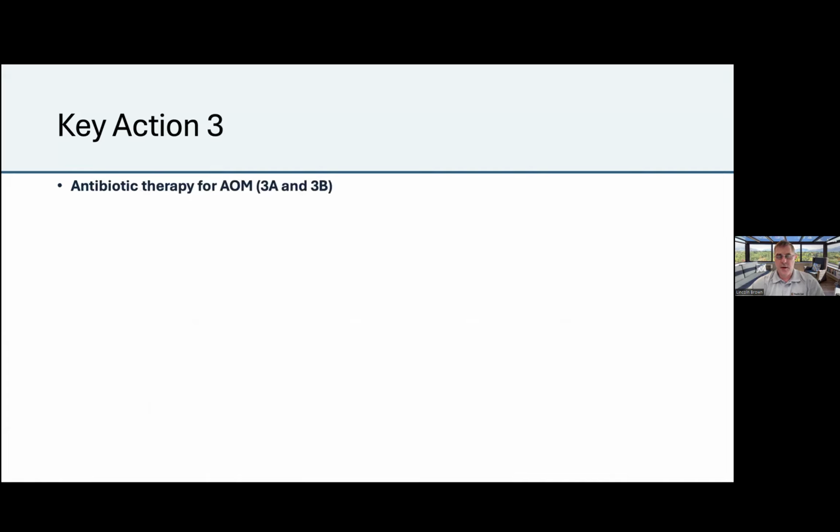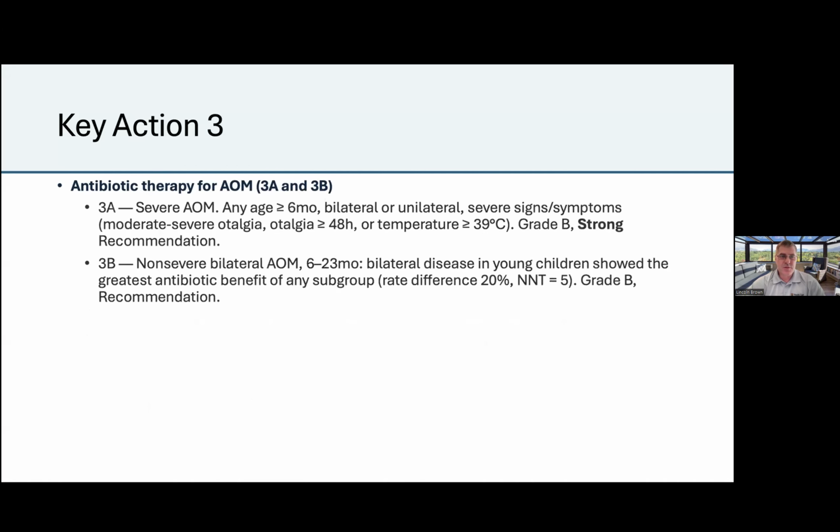Now, the fun part, the part we've all been waiting for, antibiotics. Who do we give them to? Severe otitis media, any age greater than 6 months, unilateral or bilateral. Strong recommendation, give these patients antibiotics. If it is non-severe symptoms, but it is bilateral in nature and they are younger, 6 months to 2 years, these are the ones that also do very well with antibiotics and should receive antibiotics as well.